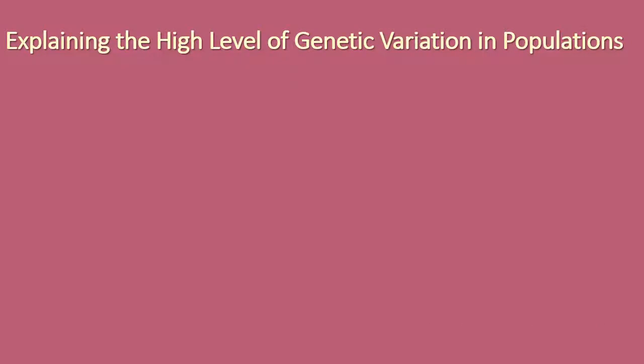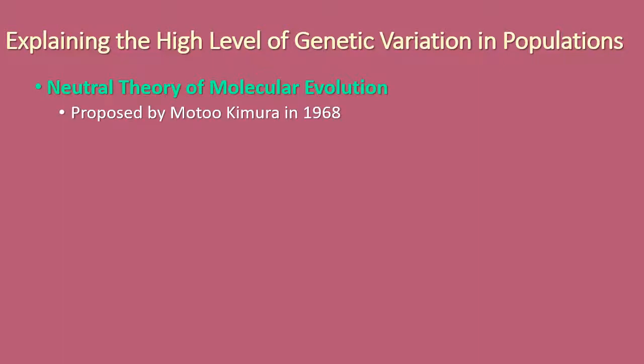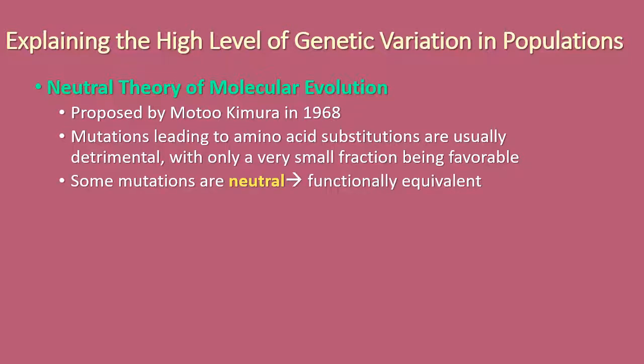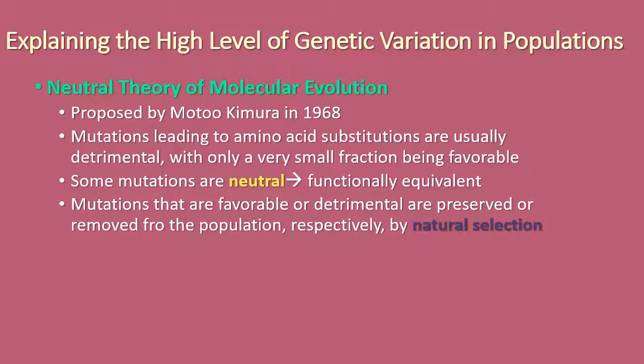So how can you have all this genetic variation that you don't really see? Well, this is the neutral theory of molecular evolution. It was proposed by Motoo Kimura in 1968. What he basically said was that mutations that lead to changes in the amino acid sequence are usually detrimental, like, for example, the cystic fibrosis ones. Only a small fraction are favorable. The majority of these mutations are neutral, meaning they're functionally equivalent. They don't really affect the organism in a positive or negative way.